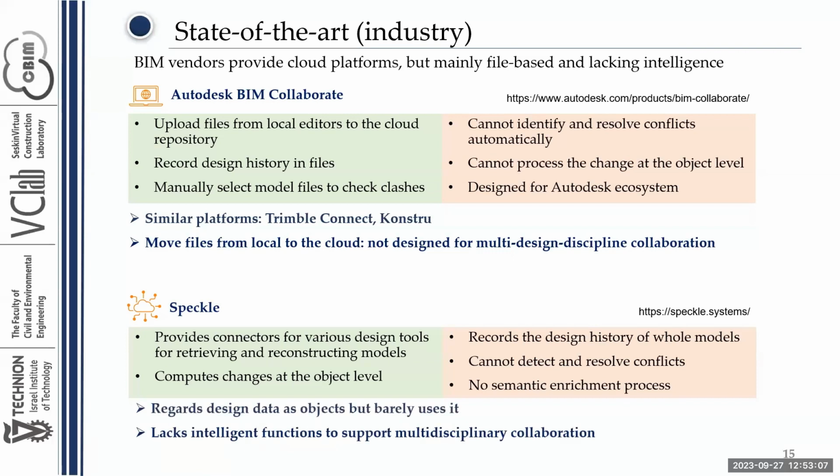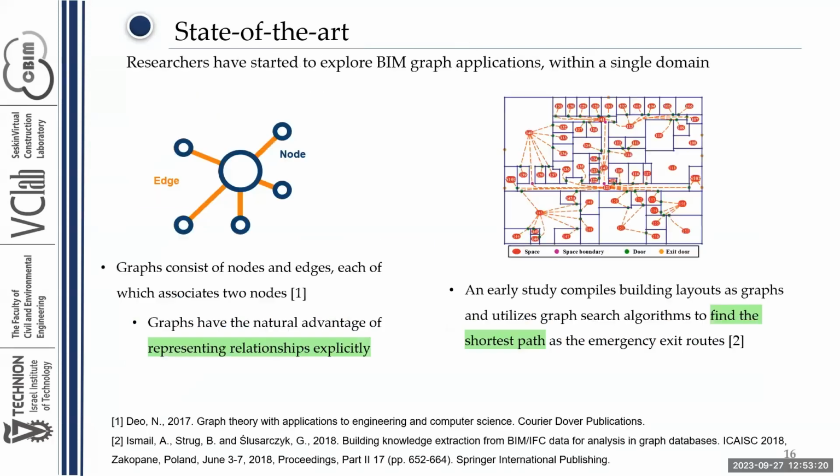Even though they regard data as objects, they barely use the advantages of objects, and they also lack intelligent functions to support multidisciplinary collaboration. In academia, researchers have started to explore BIM graph applications, many within one single domain. Graphs, from the perspective of mathematics, consist of nodes and edges. Each edge associates two nodes. Researchers point out that graphs have the natural advantage of representing relationships explicitly.